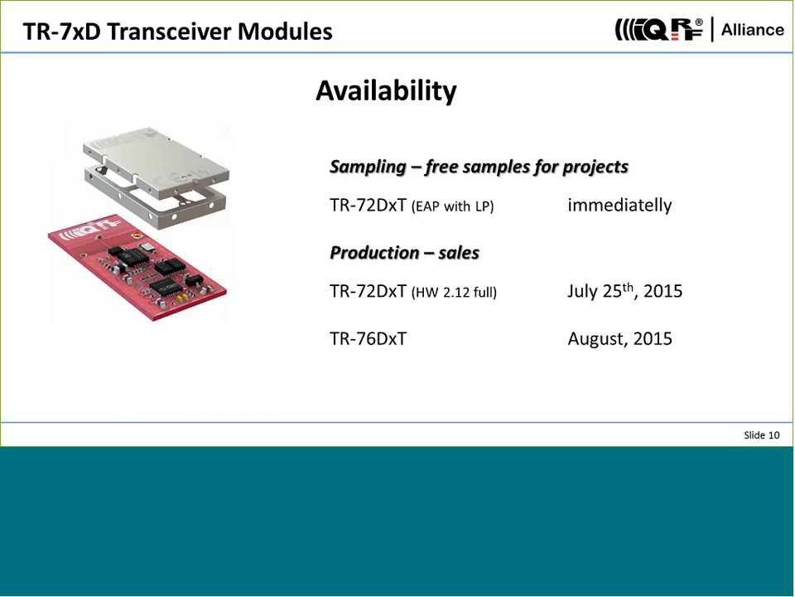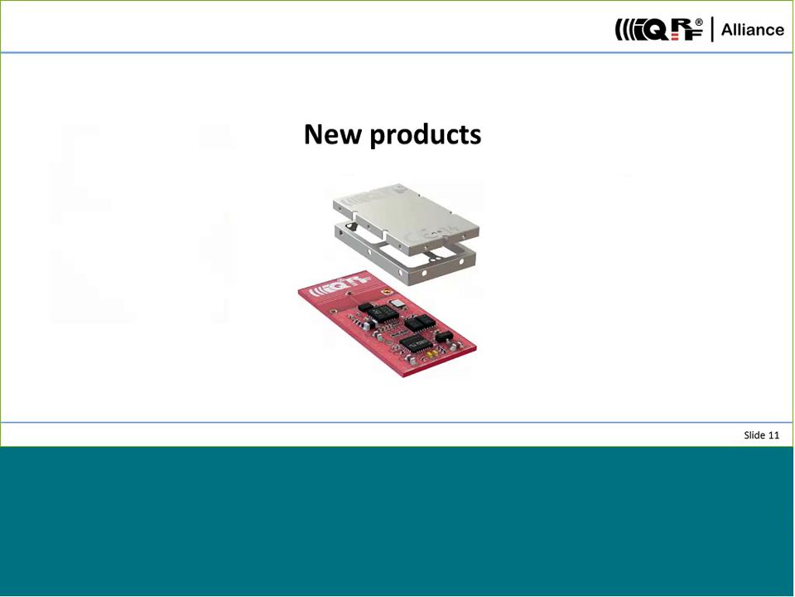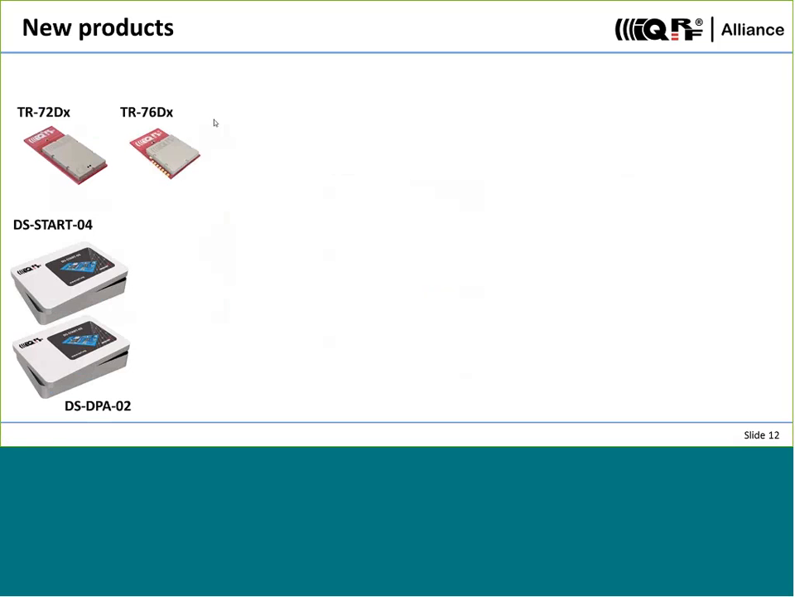So this summer, you can expect the full release of the 70 series modules and everything related to this, which we will discuss shortly. So, new products that are coming with the red modules. Those are 72D and 76D, as we discussed.